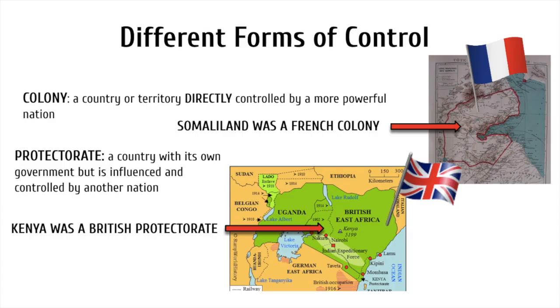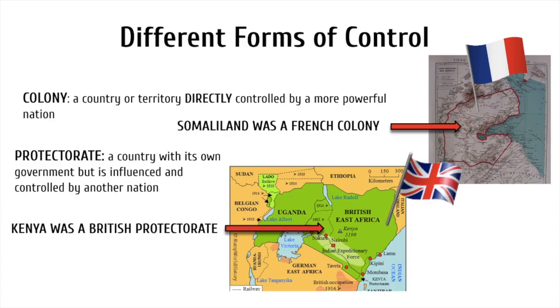therefore coming under direct control of the French government. A protectorate, on the other hand, is a country with its own government but is more influenced by another nation. So in British East Africa, for example, we have a protectorate in place where you can keep your own people in charge, but they're going to come under the influence of the British.